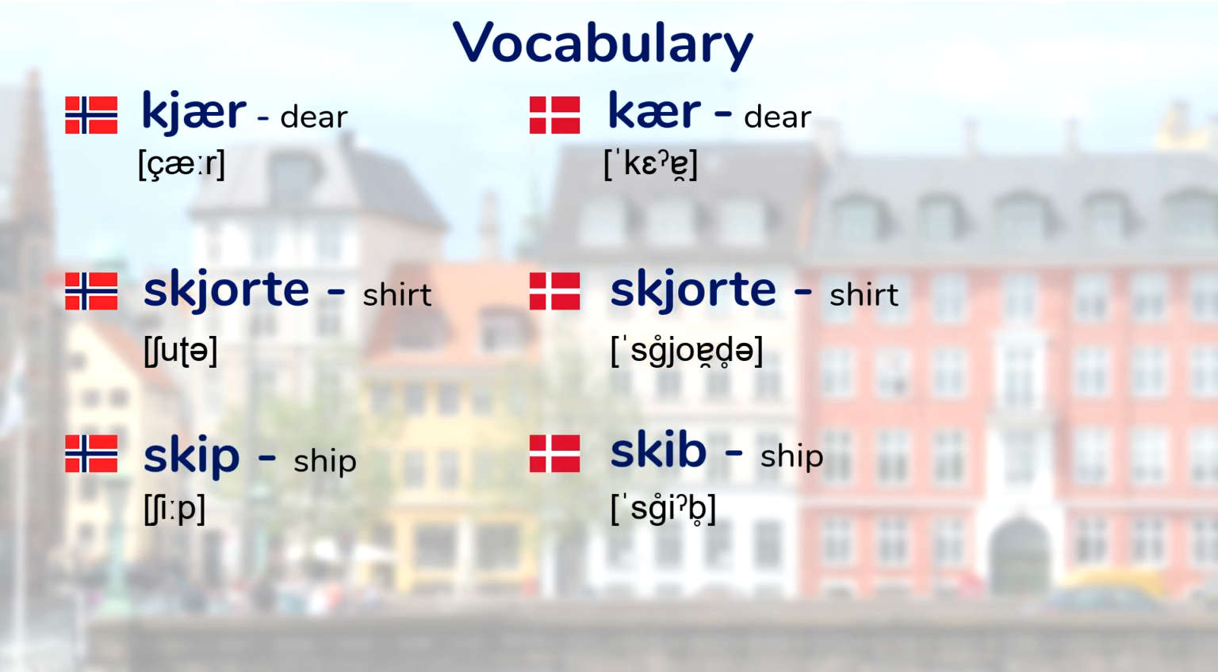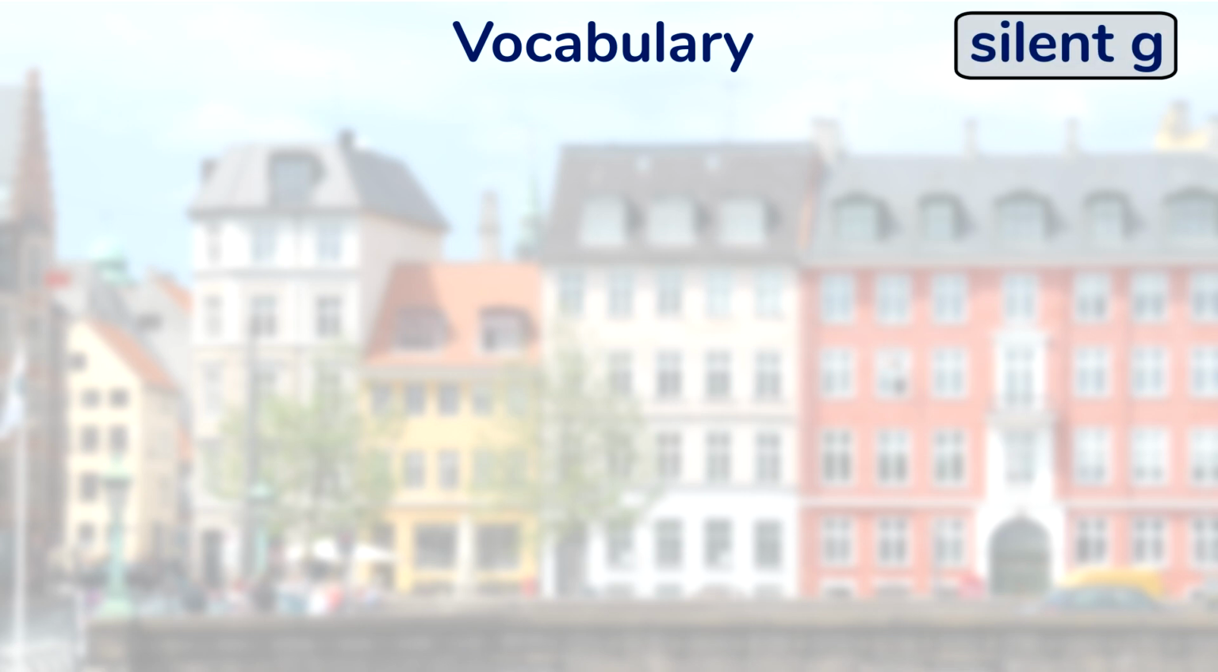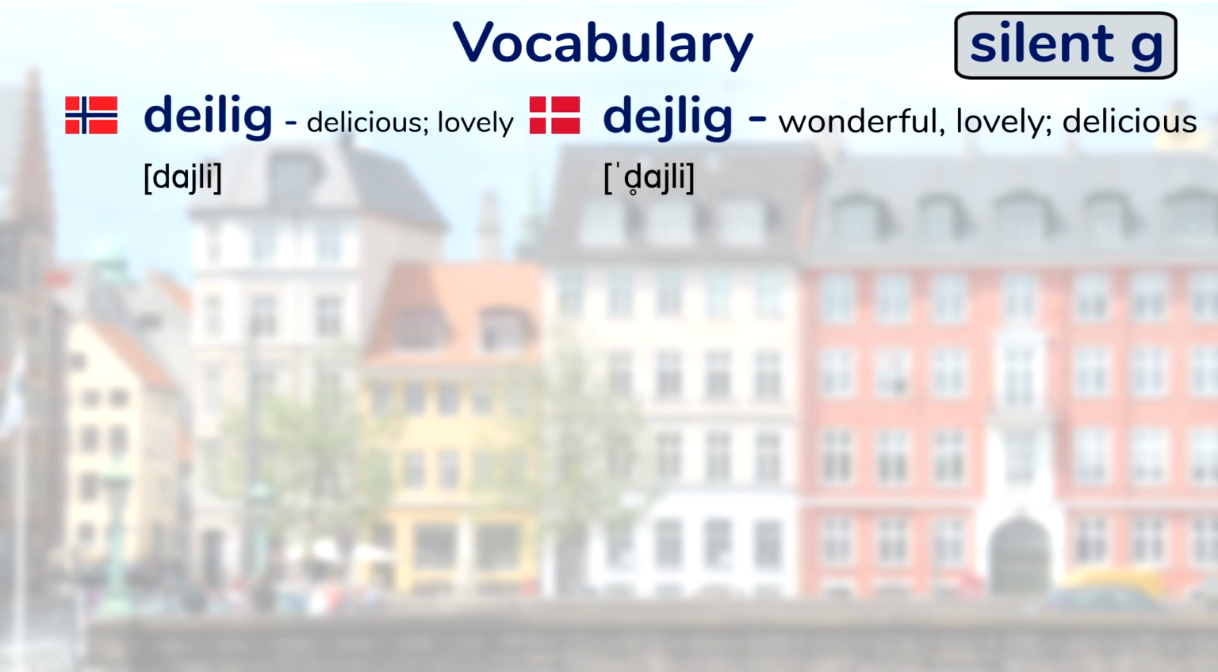These words mean ship in Norwegian, skip, and in Danish, skip. Notice that in the Norwegian word, sk represents sh, while in the Danish word, it represents sk. Silent G occurs in both languages, sometimes in the same contexts and sometimes in different contexts. These two words are cognates and both feature a silent G.